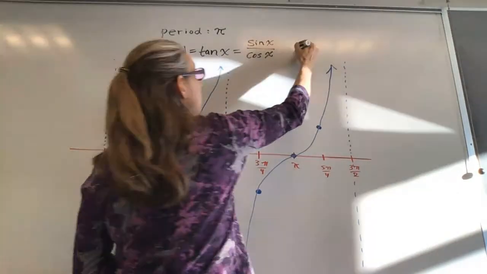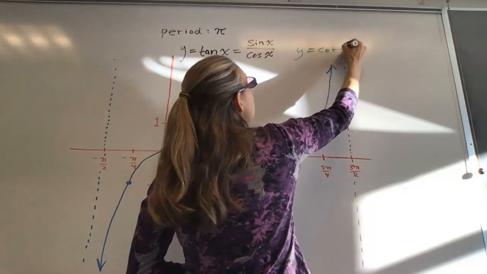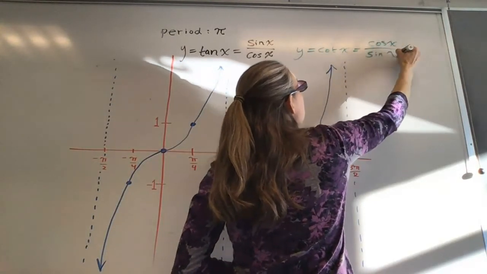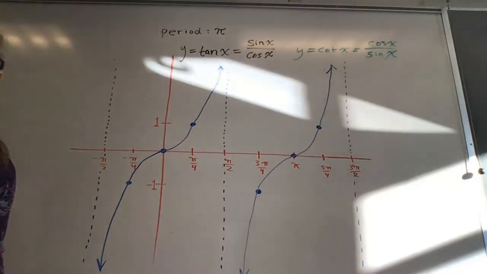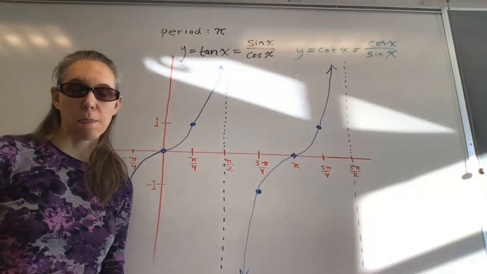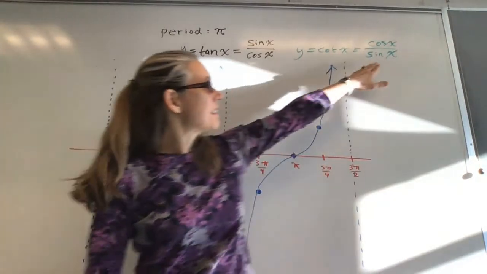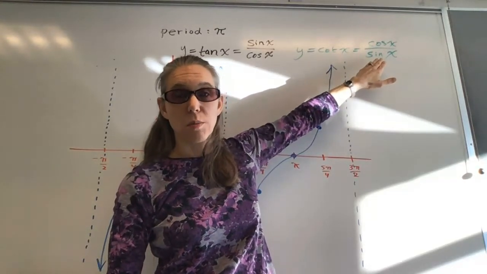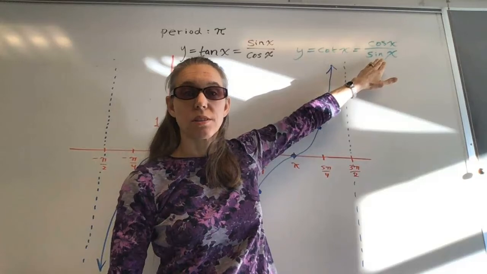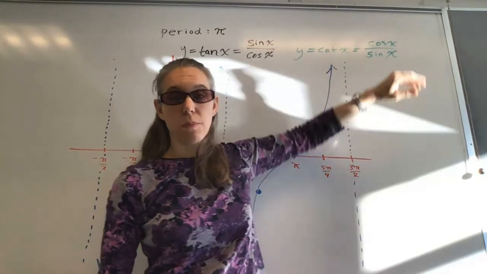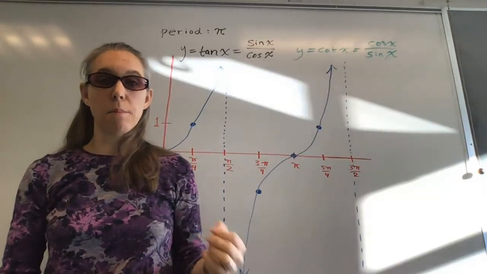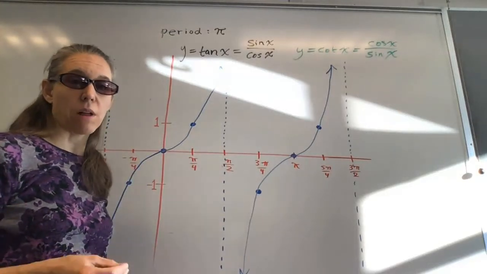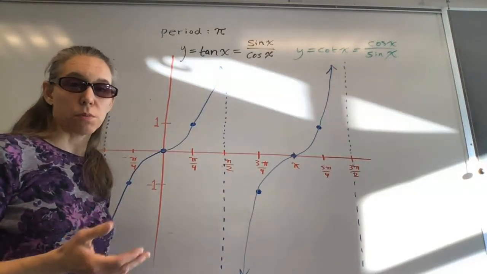Cotangent is equal to cosine over sine. Cotangent also has a period of pi. So because sine is now the denominator, that means that cotangent will be undefined anywhere where sine is equal to 0. And sine is equal to 0 at multiples of pi. So for the cotangent graph, I will have asymptotes at multiples of pi.